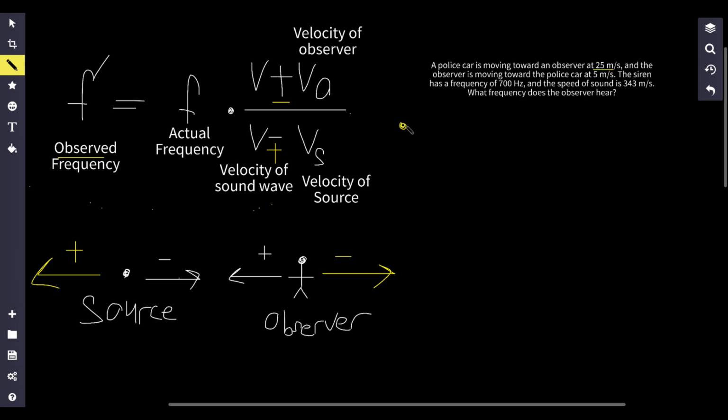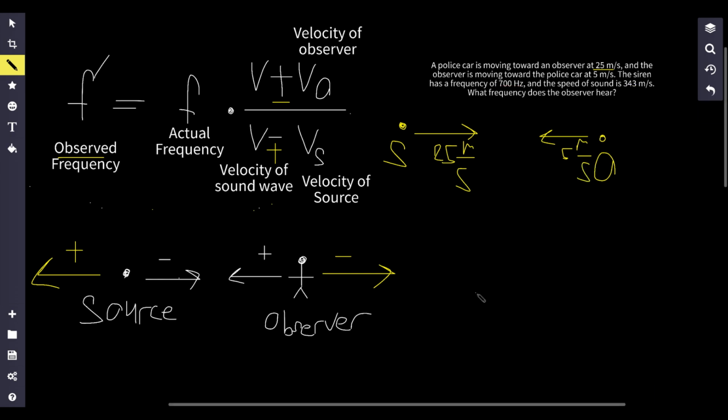You have this police car, which is my source, and let's say this is my observer, and let's say that the police car is moving at 25 meters per second, and the observer is moving towards the police car at 5 meters per second. Because they're moving towards each other, I know I got to use this first scenario, or the top formula, right? The top symbols. And the siren has a frequency of this, and the speed of sound is this. What frequency does the observer hear?